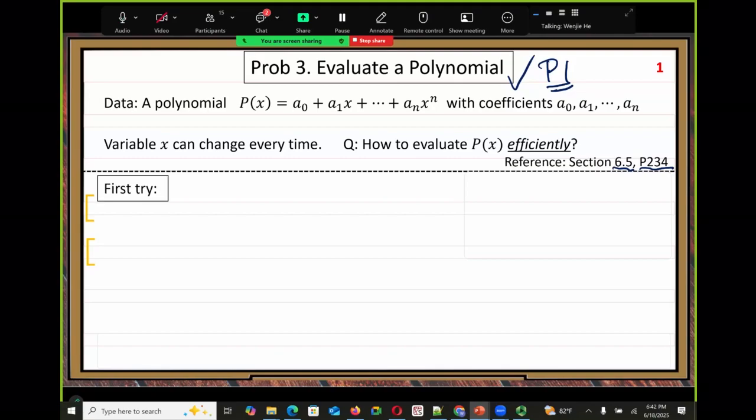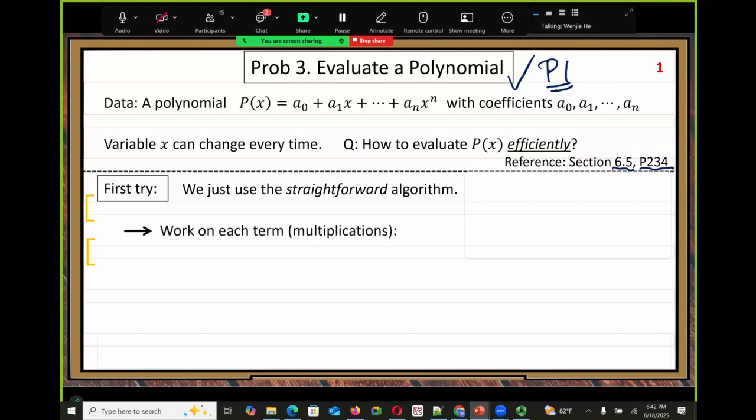First try. The first try, brute force method, right? I mentioned last time, when we do not have some better idea, the first idea we can start with is the brute force method. Just some relatively simple way we can solve the problem. So we just use the straightforward algorithm.